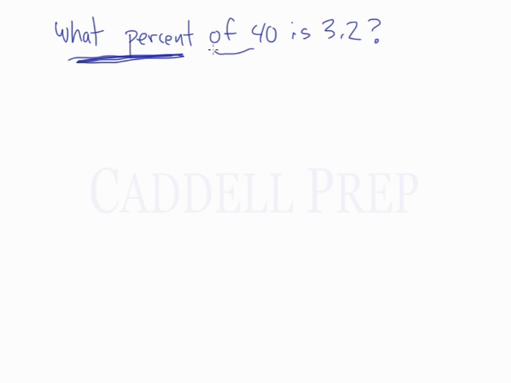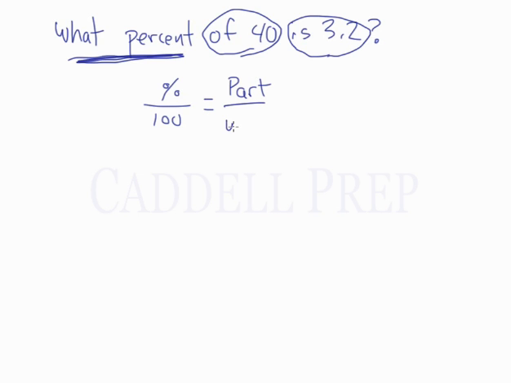So if the question was, what percent of 40 is 3.2? So we're actually using the same numbers, but the question is worded differently. What percent? So we're looking for the percent. Then we have of 40 and is 3.2. So let's write our formula, percent over 100 equals part over whole. And of course, the part is the "is", and the whole is often referred to by the "of".